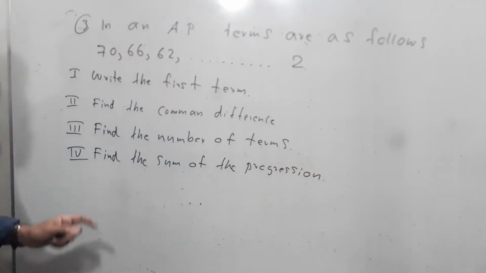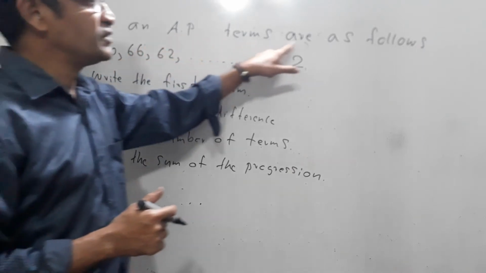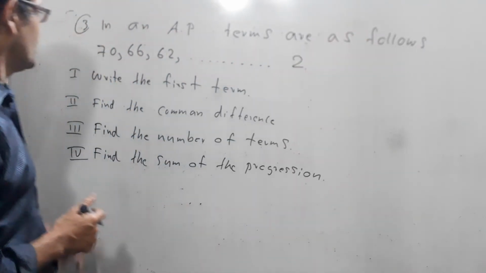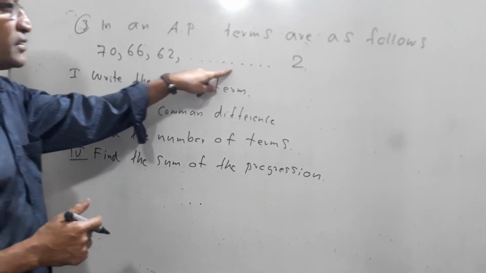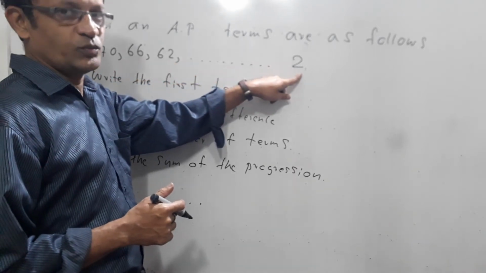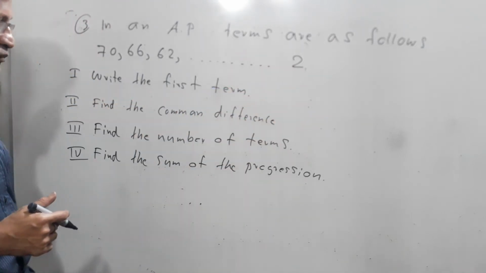Clear? So the question is this: in an AP, that means arithmetic progression, terms are as follows. First term is 70, then 66, 62. Likewise, there are certain terms. The last term is 2. They ask, write the first term. First term is what? A.